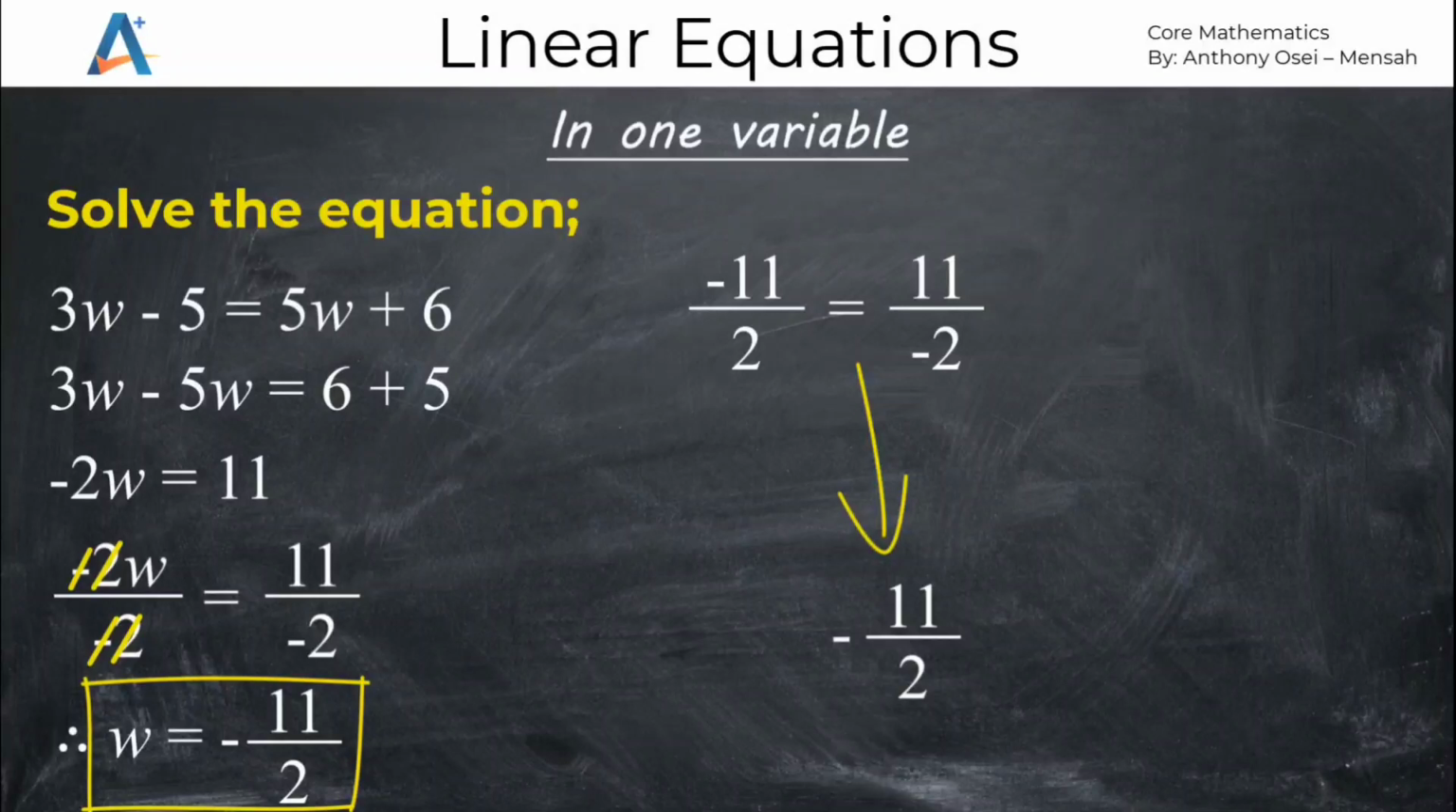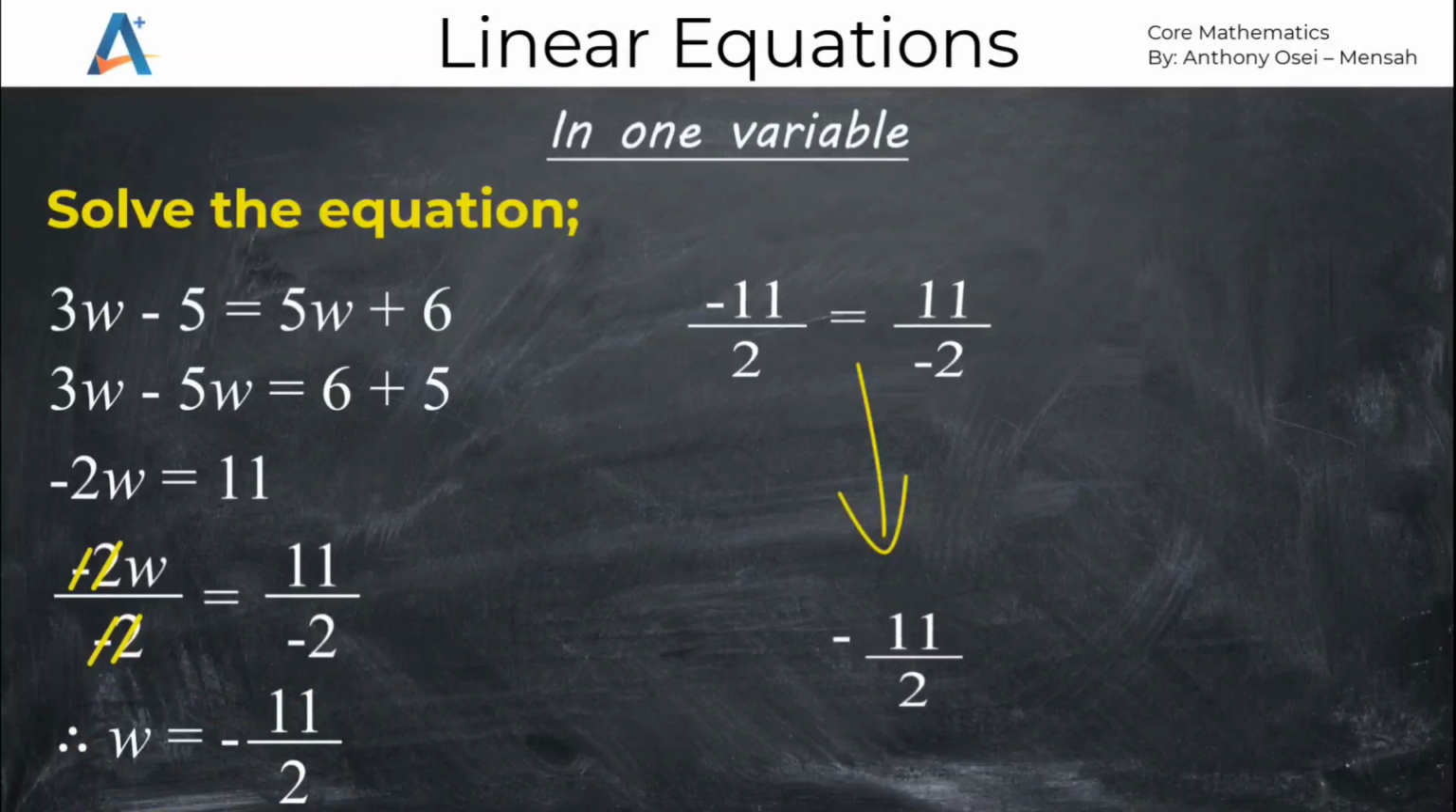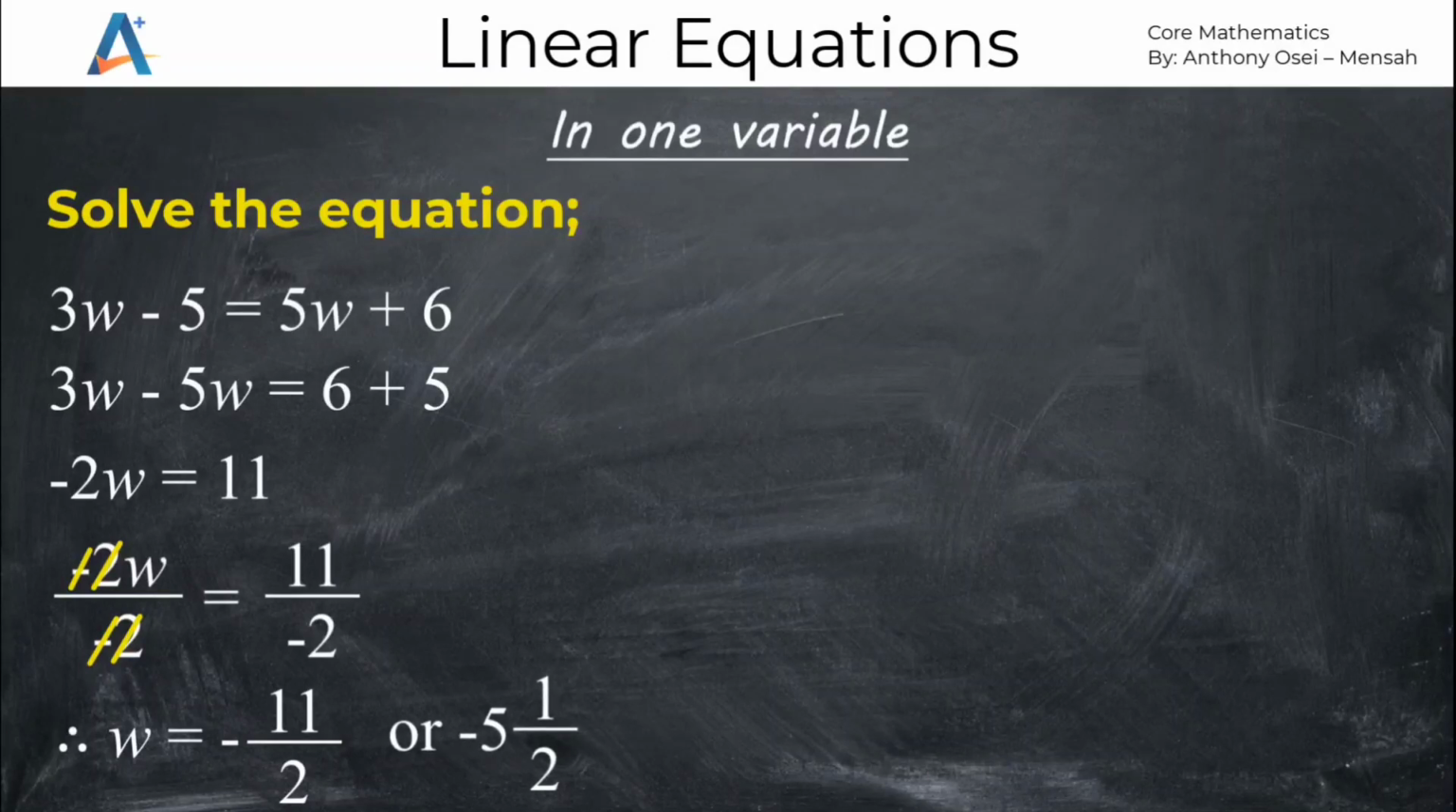You can also convert your answer into a mixed fraction. This is an improper fraction. So the mixed fraction of this will be negative 5 whole number 1 over 2. Why? Because 2 will go into 11 5 times, or 2 will go into negative 11 negative 5 times. Remember 1 over 2. And then still you can convert it into a decimal.